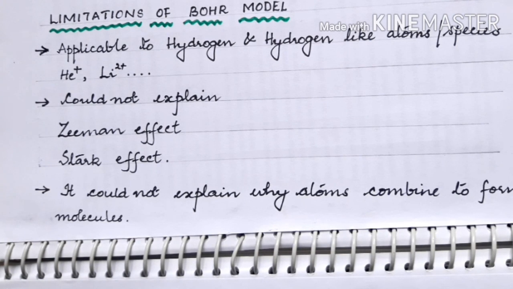Another point is that Bohr could not explain why atoms combine to form molecules. He explained that atoms as such are stable. It is neutral in nature. Then why do the atoms combine? Question remains. Since demerits are in plenty, a better model was suggested which is followed even now, and that is known as quantum mechanical model of atom.